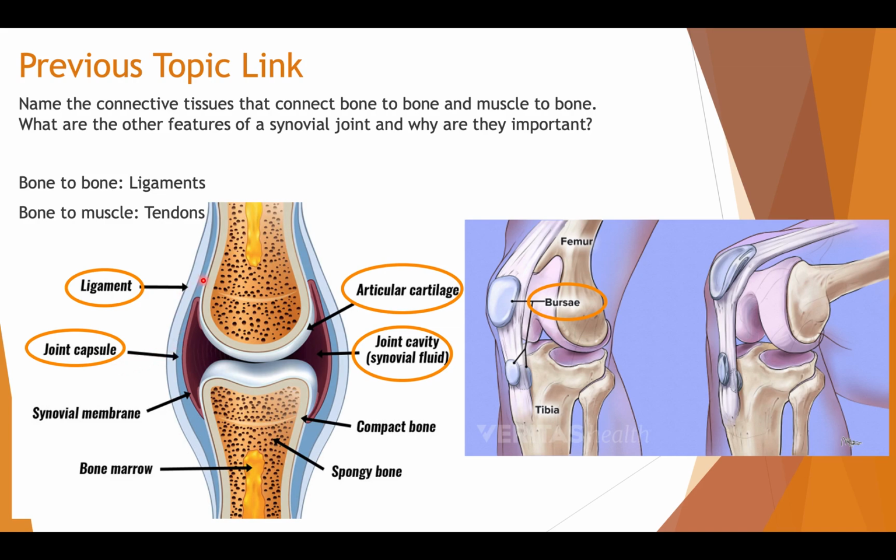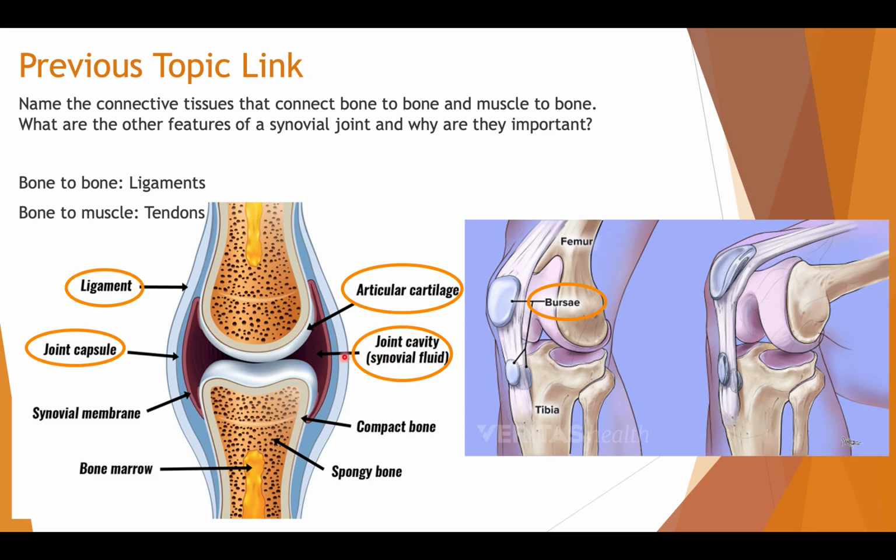The second feature here, we've got our joint capsule. That's this blue area here on this diagram. The joint capsule, that fibrous sac with the synovial membrane on the inside, which on this diagram here is this pinkish line here. That joint capsule, it encloses and strengthens the joint, and obviously the synovial membrane is the thing that secretes the synovial fluid into the joint cavity here.